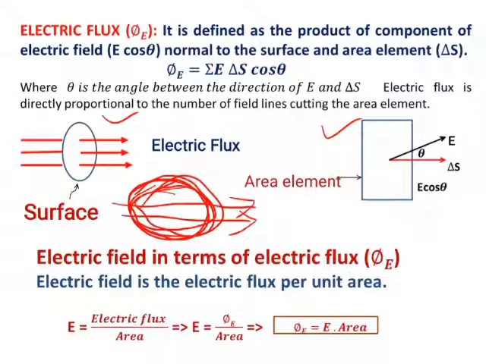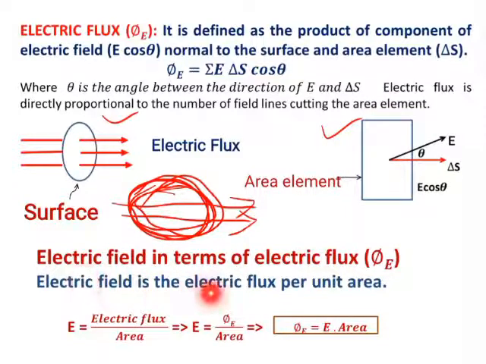So here, observe carefully in this diagram: electric field lines are passing through this closed surface area. This is the surface, and that is called electric flux. This is the area element, this is the electric field line which is passing through the surface area. This is the direction of the surface or area element, which is perpendicular to the surface. We call it a normal. In the next slide we will discuss the normal or area vector in detail.